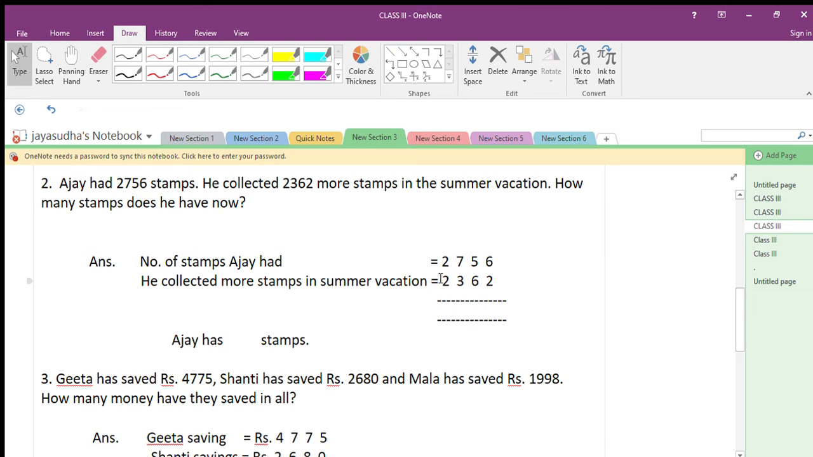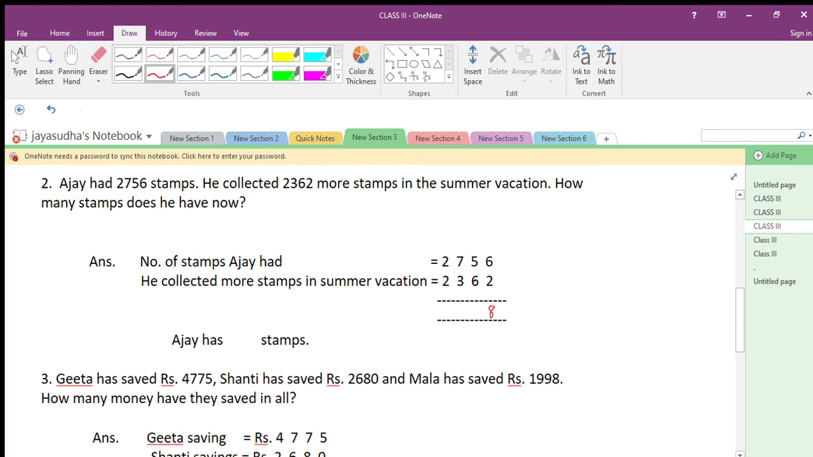How many stamps did Ajay have? Tell me. 2756. Yeah, good. Then he collected more stamps in the summer vacation. How many stamps did he collect during the summer vacation? 2362. Now you want to add both numbers of stamps. Okay. 2 plus 6. Tell me the answer. 2 plus 6, 8.